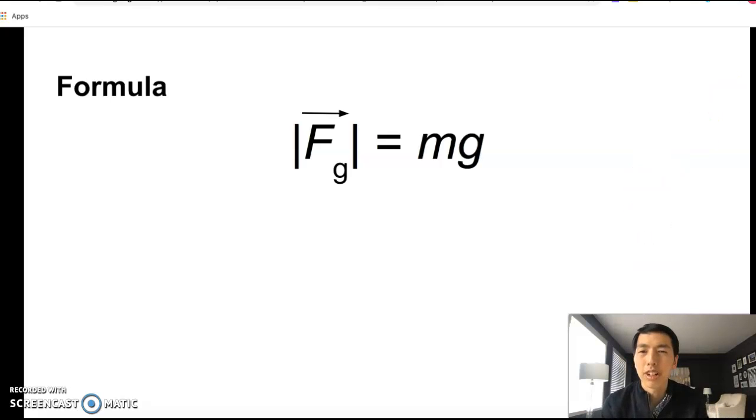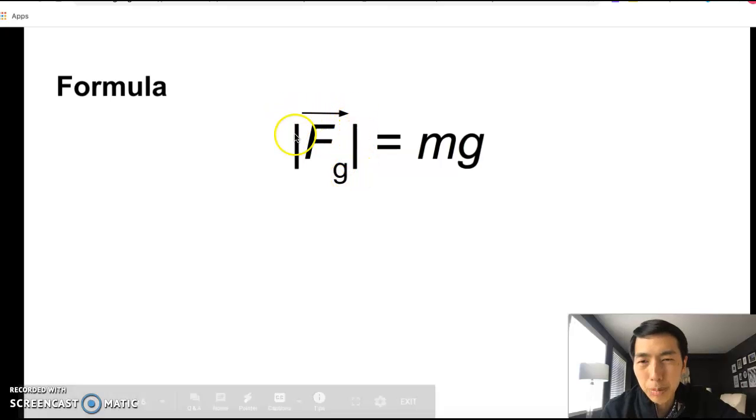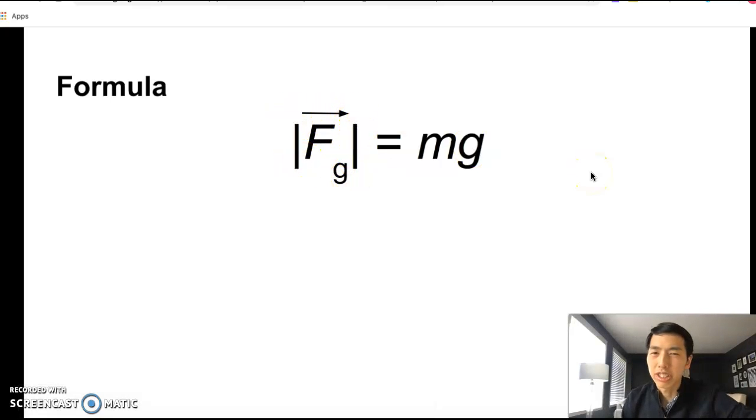So here's the formula for the force of gravity. Fg is a symbol for the force of gravity. It's a vector, but I have magnitude bars around this. So this formula just gives you how many newtons it is. The direction of the force of gravity would be down when you're on the surface of the moon or a planet.